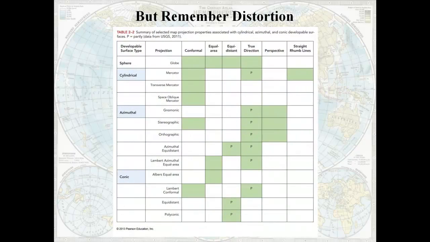But you've got to remember distortion, right? Some projections are good at preserving one property or another, and others are not so good at that. So when we look at the ones that we're going to be using for the United States, we see that the transverse Mercator is good for conformal mapping, which means it's going to make the shapes look like they do on the surface of the Earth. Likewise with the Lambert conformal conic, good for shapes, but notice that neither one of these are good for areas.